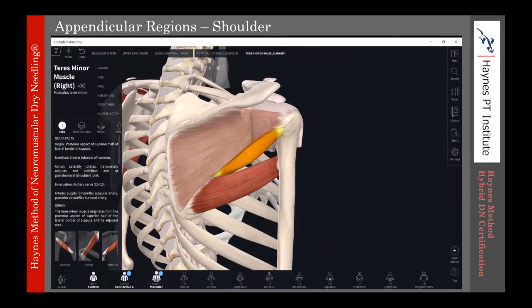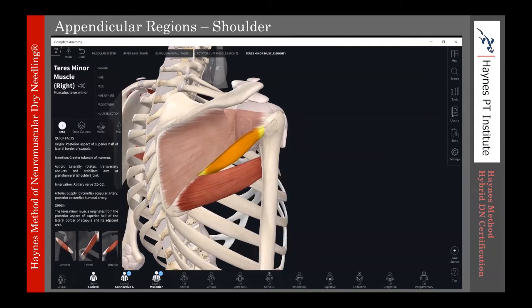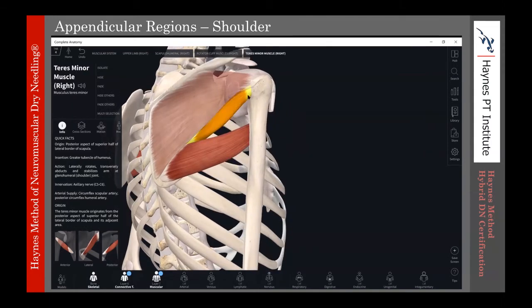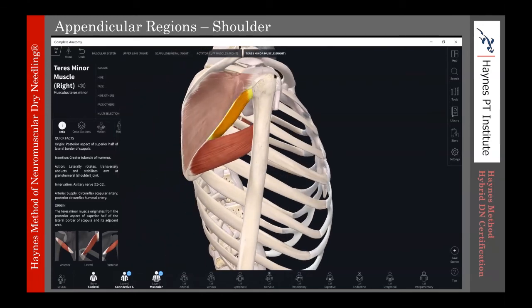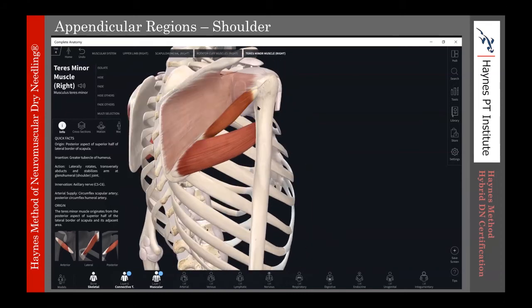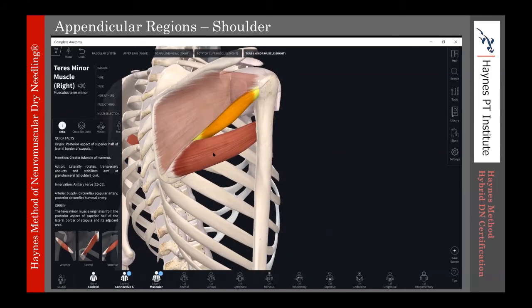So teres minor, its origin is the posterior aspect of the superior half of the lateral border of the scapula. So we split the scapula in half in the superior to inferior aspect, and that's going to be the origin of the teres minor. It inserts into the greater tubercle of the humerus, and it will be at the inferior facet of this rotator cuff footprint. Its action is laterally rotating, transversely abducting, and stabilizing the arm at the glenohumeral joint.